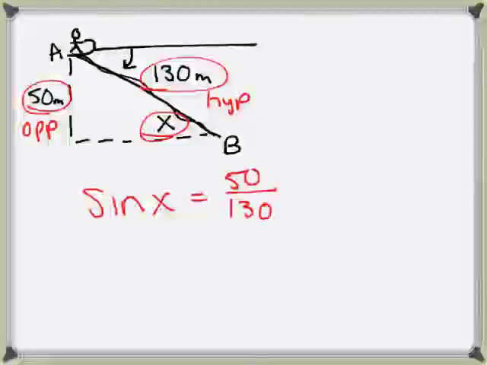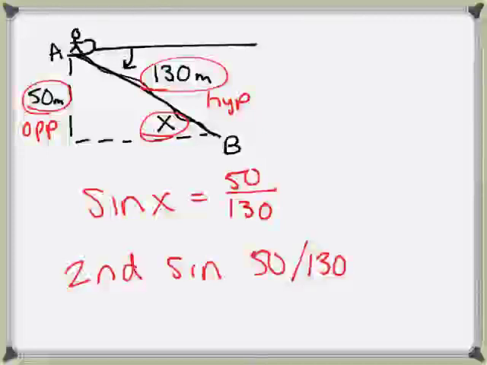And how do we solve that? Second. When we're solving for an angle, we do our second. So this is where we're going to go second sine 50 divided by 130. And how steep is that hill? About 22 or 23 degrees. It has a 22 or 23 degree grade. Okay? Wait, what? Questions?